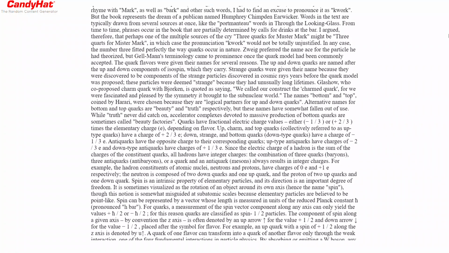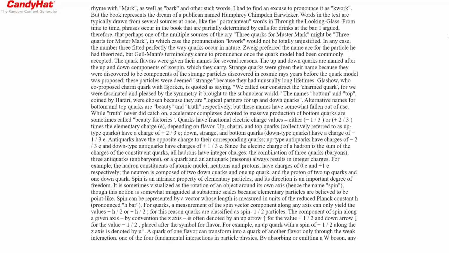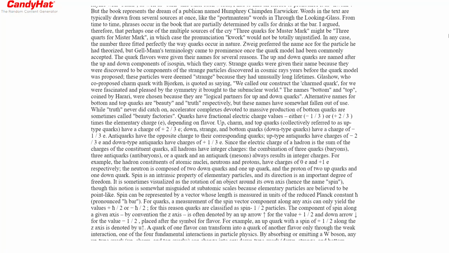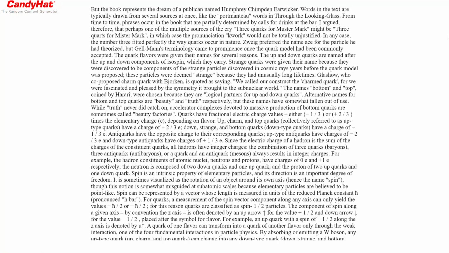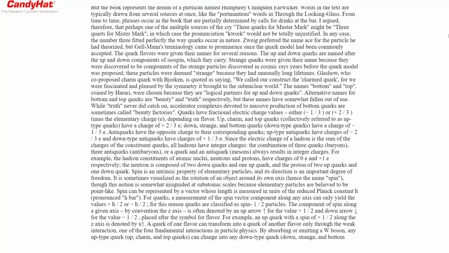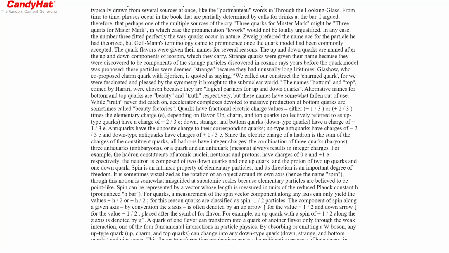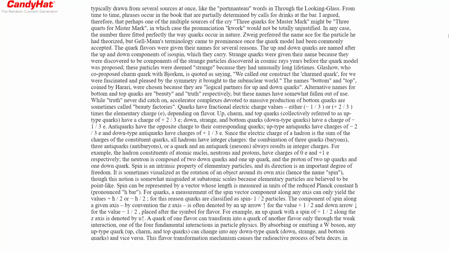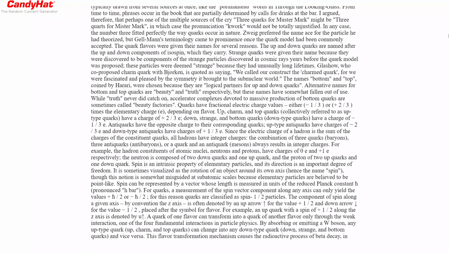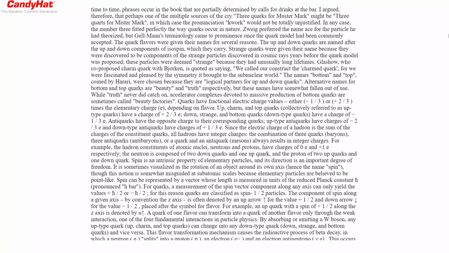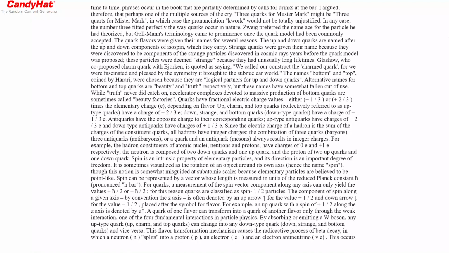For example, an up quark with a spin of +1/2 along the z-axis is denoted by U↑. A quark of one flavor can transform into a quark of another flavor only through the weak interaction, one of the 4 fundamental interactions in particle physics. By absorbing or emitting a W boson, any up-type quark (up, charm, and top quarks) can change into any down-type quark (down, strange, and bottom quarks), and vice versa.